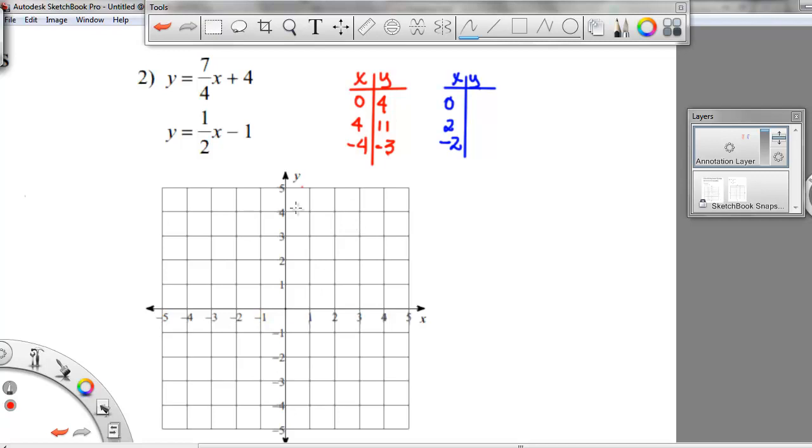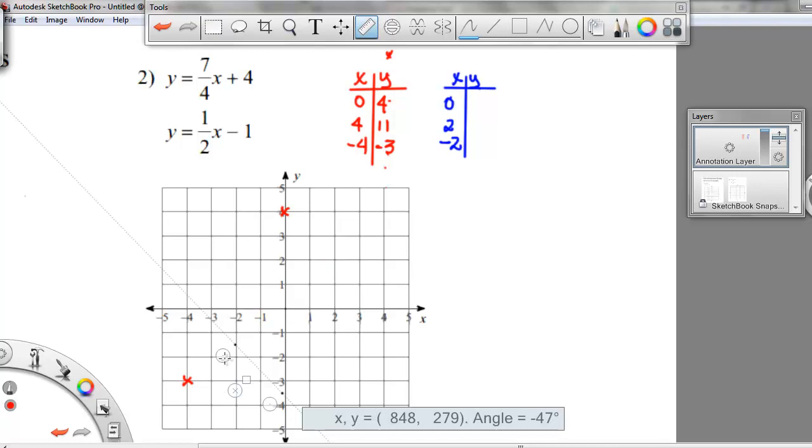I'm going to go ahead and plot this one. So remember, the x's go left and right, the y's go up and down. Let me do the 0 first. 0 on the x, 4 on the y, 4 on the x, 11. So I'm going to see if I can get 11. So there's 5, 6, 7, 8, 9, 10, 11. So somewhere up there is 11. Now I have another one that's a negative 4 and a negative 3.